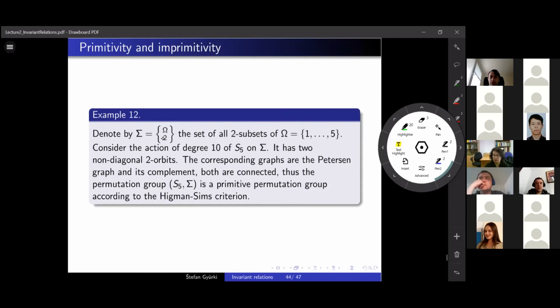This action has 2 non-diagonal 2-orbits. One of the 2-orbits corresponds to the Petersen graph, and the remaining 2-orbit corresponds to its complement. As we already know that the Petersen graph is connected and also its complement, using this criterion, it is easy to see that the corresponding action of the symmetric group S5 on the set of all 2-subsets is primitive.